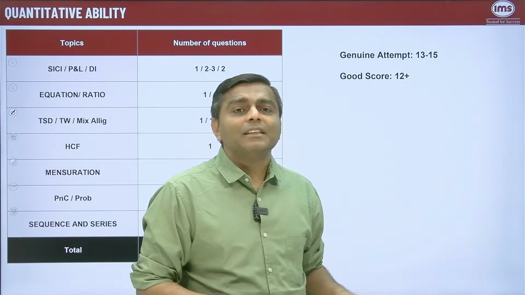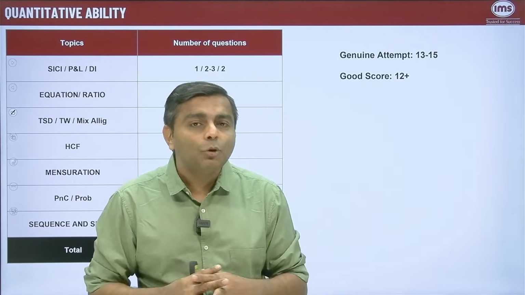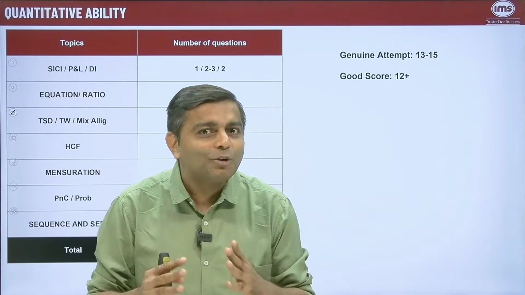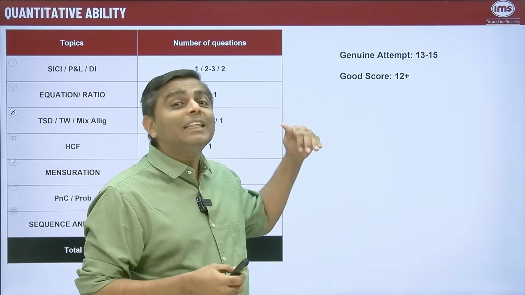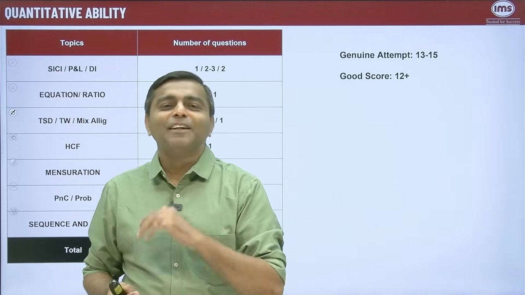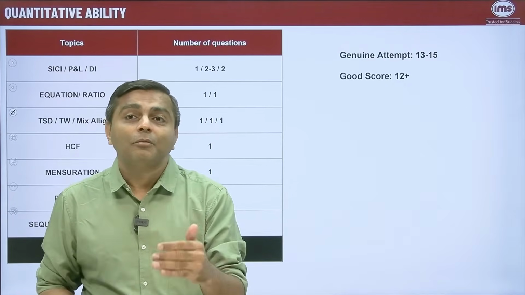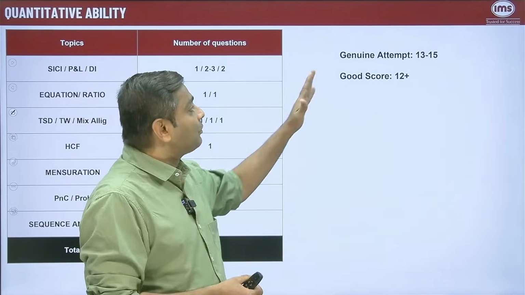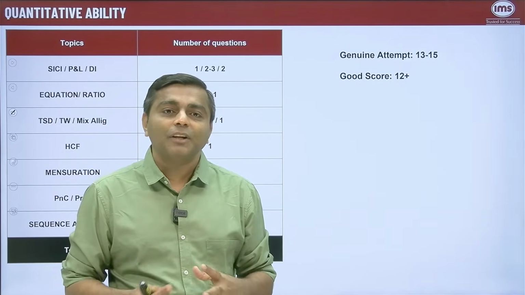Overall, what we think is that out of the 16 questions, if you are decently good in quants, remember, decently good, not very good, decently good in quants, I think you should be able to easily attempt 12, 13 questions. If you are slightly better at quant, you should be able to go even as high as 15 questions. So 13 to 15 is what we think should be your genuine attempts in this particular section.